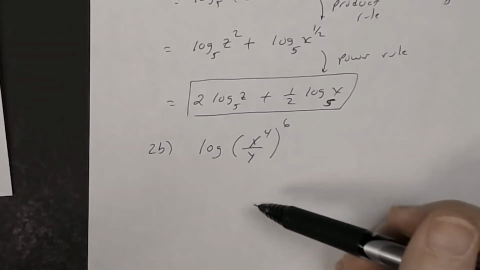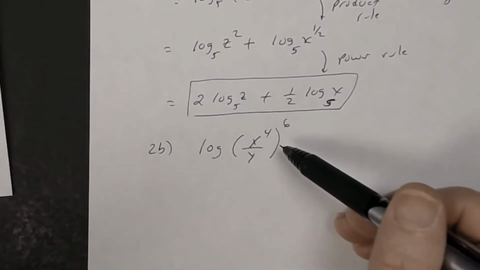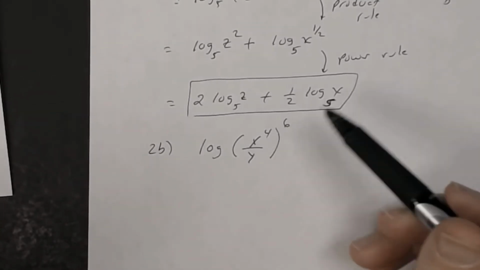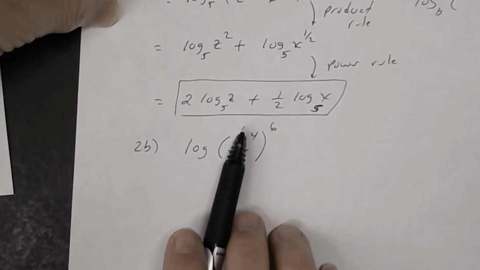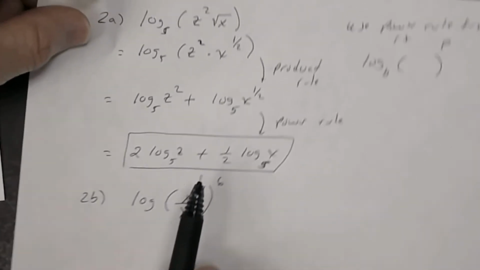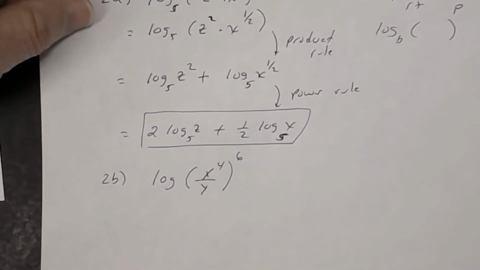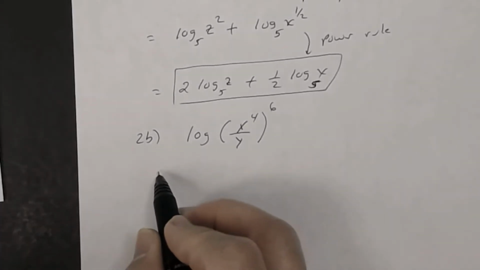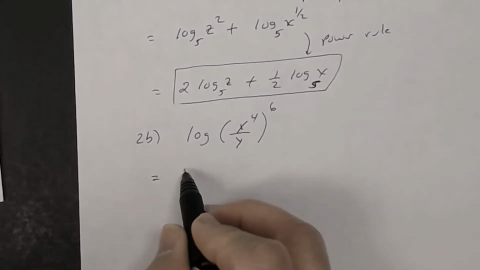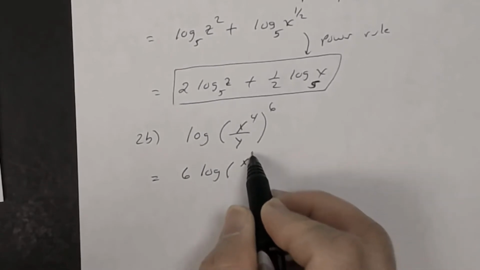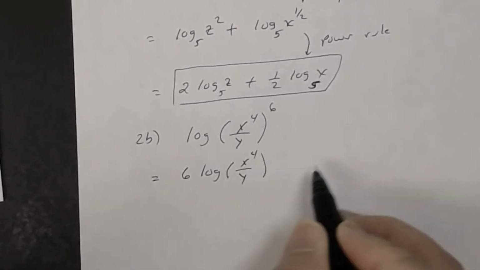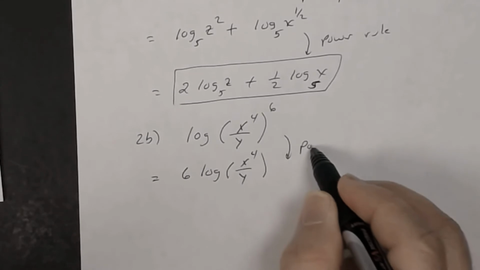So you can do several things. What you could do first is notice that I have the log of some expression raised to a power, so if I want to, I can use the power rule first. So let's go and use the power rule first. So this becomes 6 log of x to the 4th divided by y. Okay, so I used the power rule.